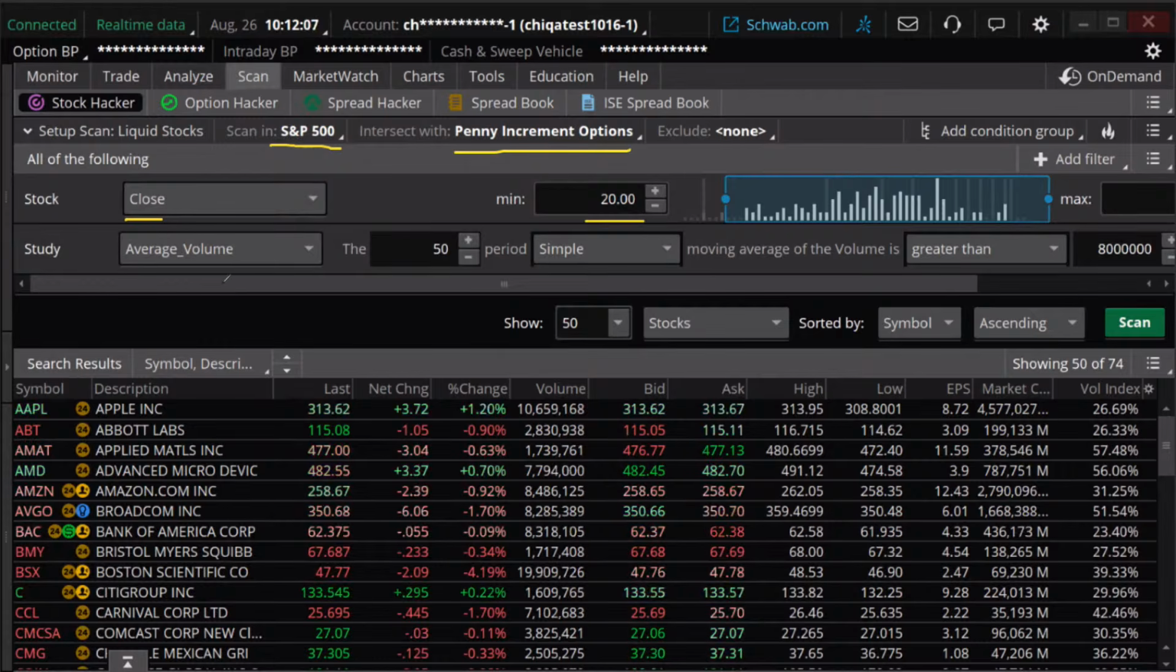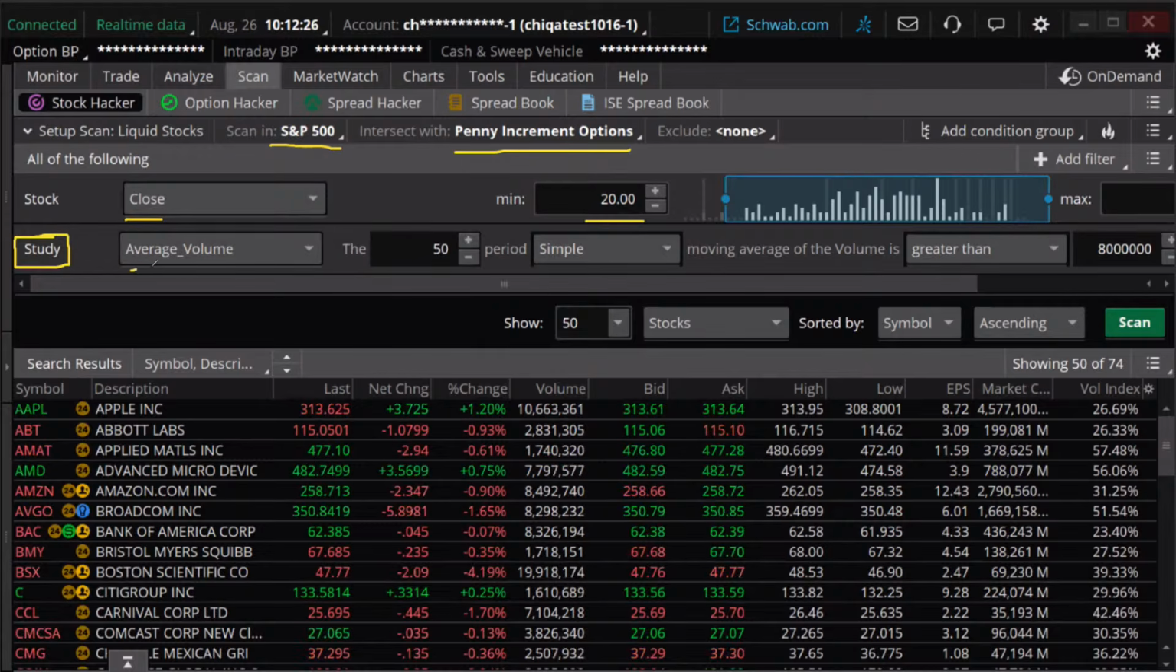Now, I did another one. This is a study filter. The thing about study filters is they're great, they're awesome, but the bad thing about them is they don't work on paper money. So you need to be on your live platform to do a study filter. I did a study filter for average volume, and what I said is the 50-day average volume for these is greater than 8 million shares a day.